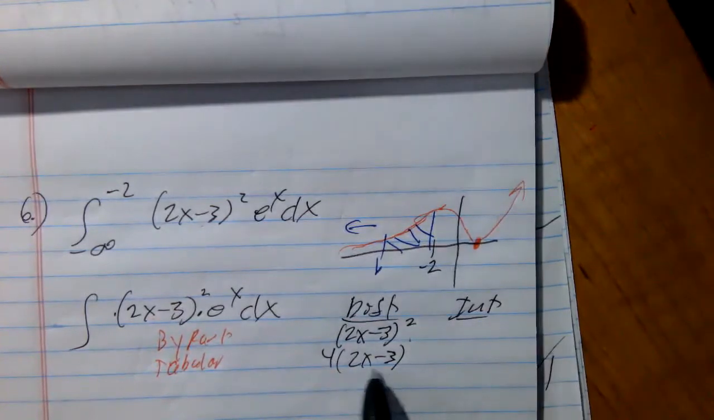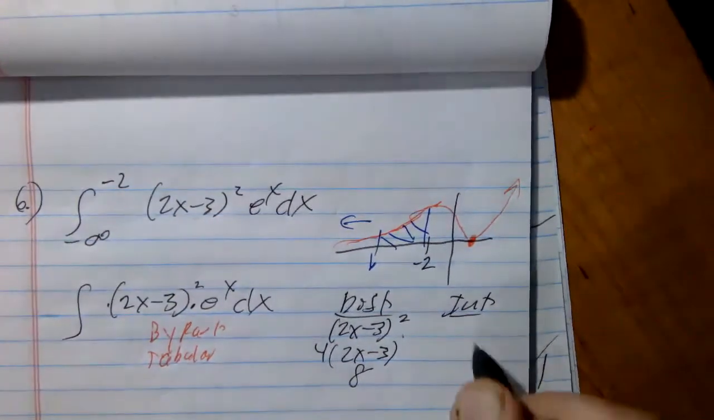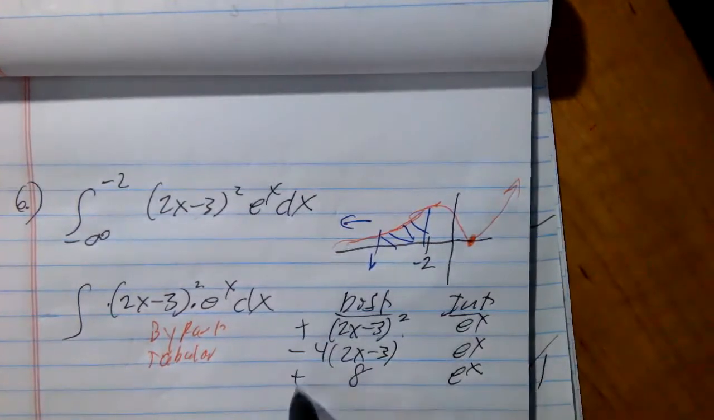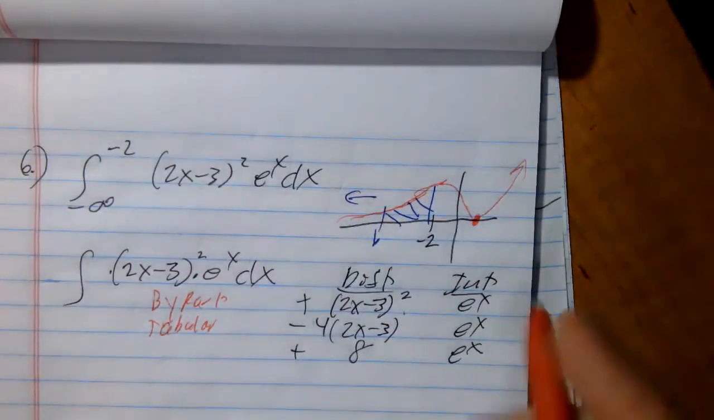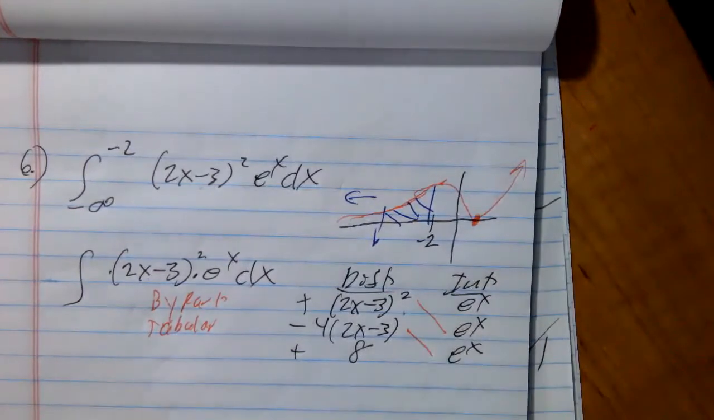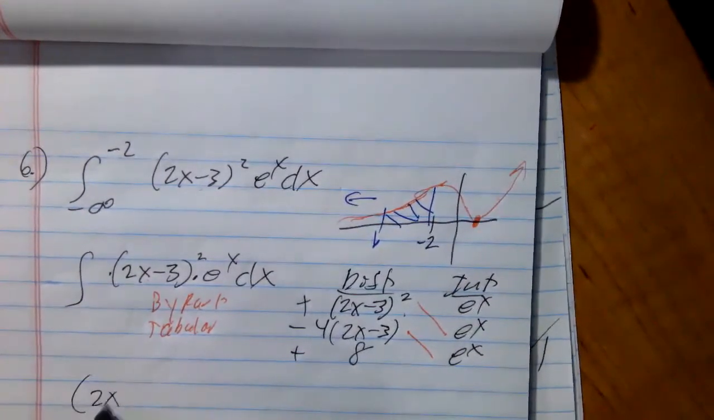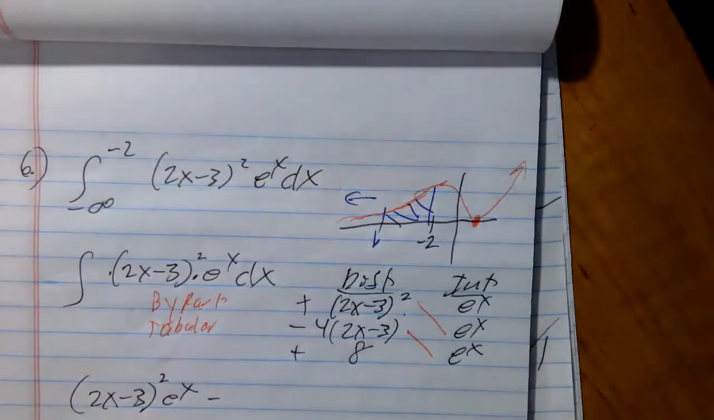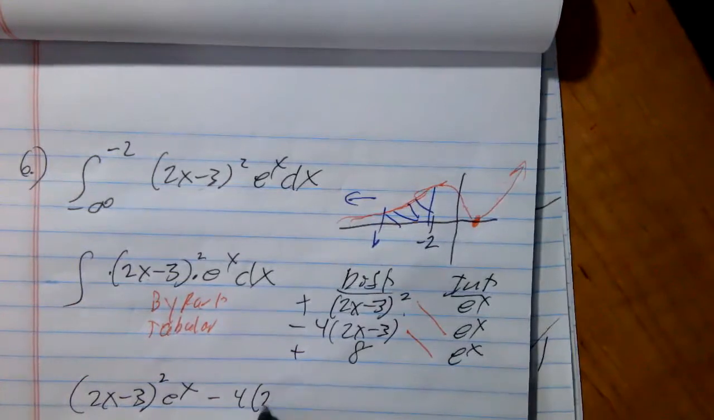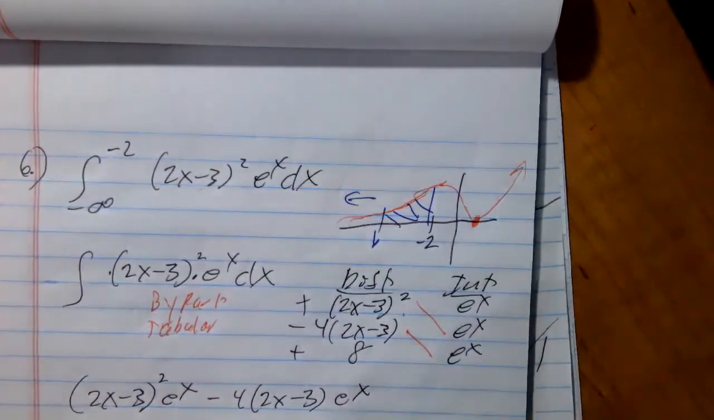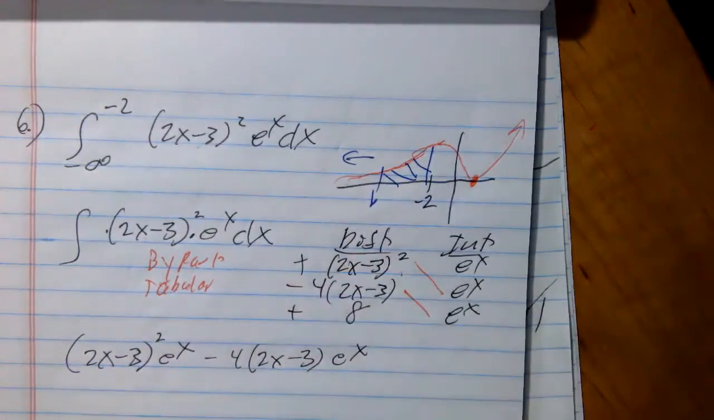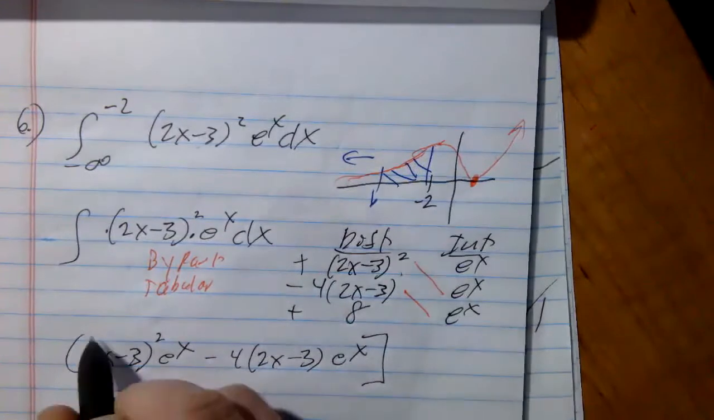You could distribute this in now or do it later, but eventually the derivative of this is just going to be 8, right? And then the other one, when you integrate it, is never going to change. Plus, minus, plus. All right, now we can cross. So you got the 2x minus 3 squared e to the x minus, whatever, it's up to you. Let's leave it. 4 times 2x minus 3 e to the x, right? You could distribute the 4 if you wanted here, whatever. So you got these times each other minus these times each other. But now we have bounds.